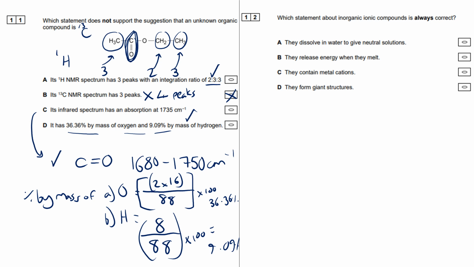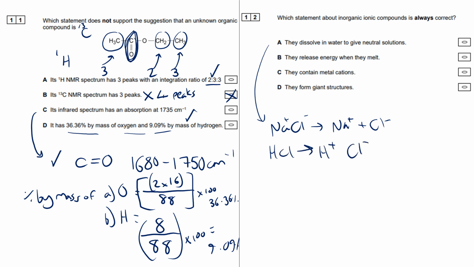Question 12. Which statement is always correct about inorganic ionic compounds? So, do they dissolve in water to give neutral solutions? Well, they can be neutral if it's a salt. So ionic compounds can dissolve in solution to become neutral. But ionic compounds could also be acids, so HCl, break up into its ions. That's going to have a pH of less than 7. Sodium hydroxide is ionic. It's going to have a pH of more than 7 when it dissociates. So that statement is not always correct.